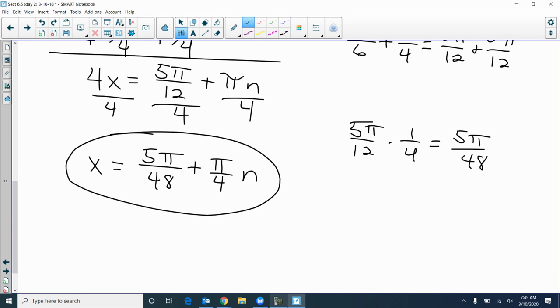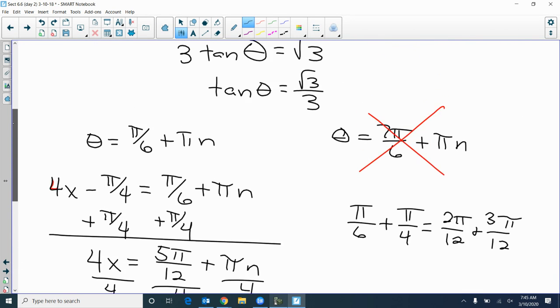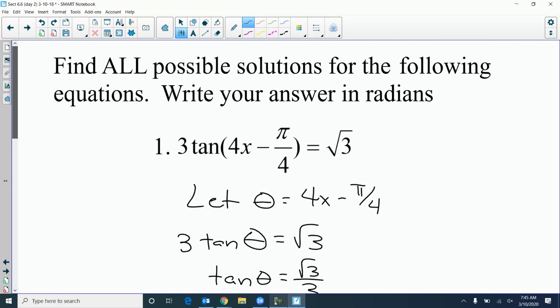Tangent only has one set of answers. Okay, for that. I did say write your answers in radians, so we did do that.